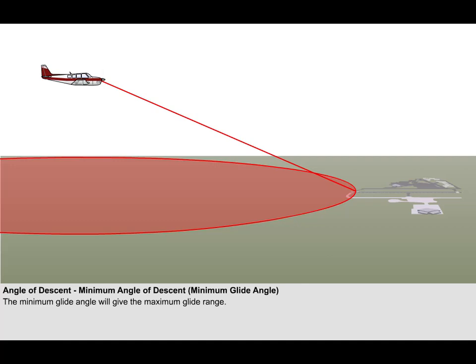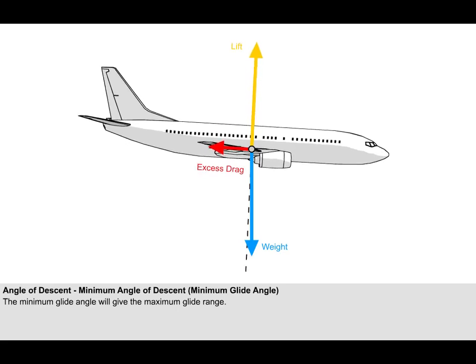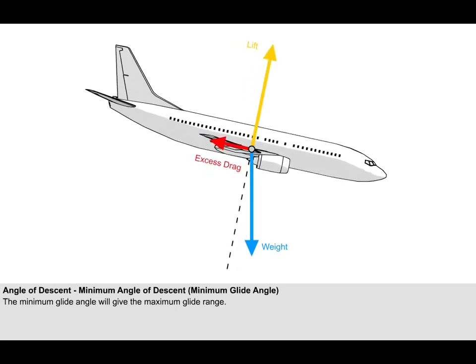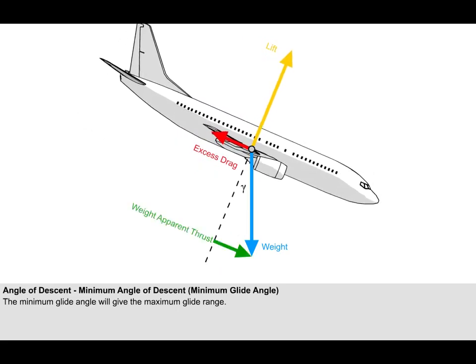This can only be achieved by using the flattest possible angle of descent, sometimes referred to as the minimum glide angle. To understand how this can be achieved, let us return to the aircraft in straight and level flight. If the engines were to fail, then to balance the excess of drag, which in this case will be the entire drag force, the aeroplane's nose must be lowered by a sufficient amount to create enough weight apparent thrust to balance the excess drag. The aeroplane will now maintain a steady speed in the glide.